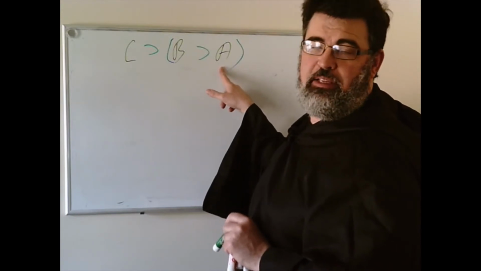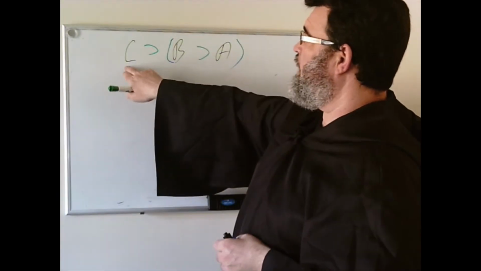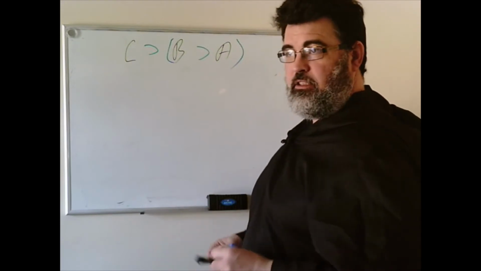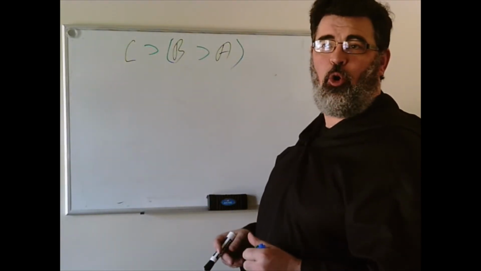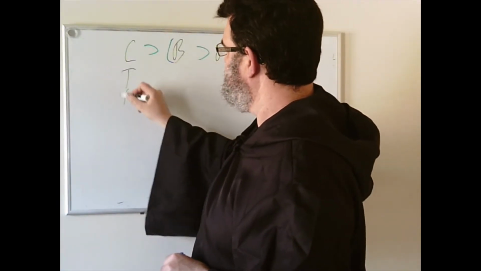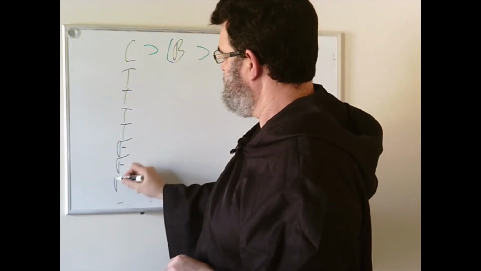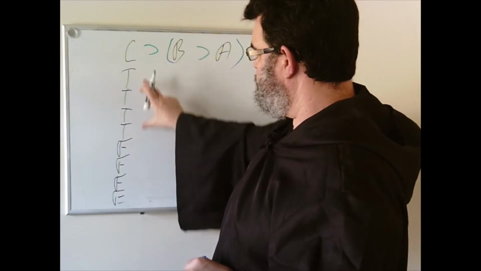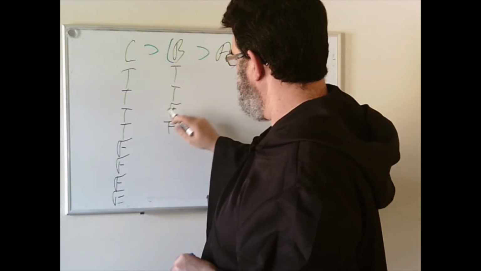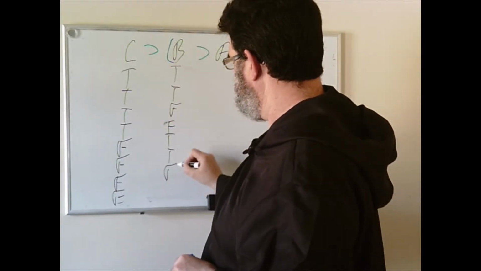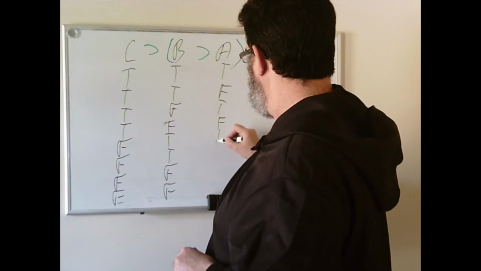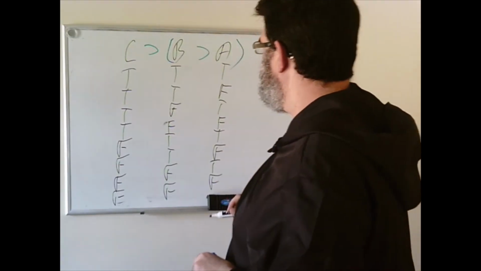But we're not learning the alphabet today, we're learning truth tables. So I start with whatever letter is furthest to the left. That is what gets the first run of truth values. It doesn't matter where it falls in the alphabet, it matters where it falls in the proposition. So half true and half false. Then my next letter is half of that again. And my third letter is half again until I get to singles.